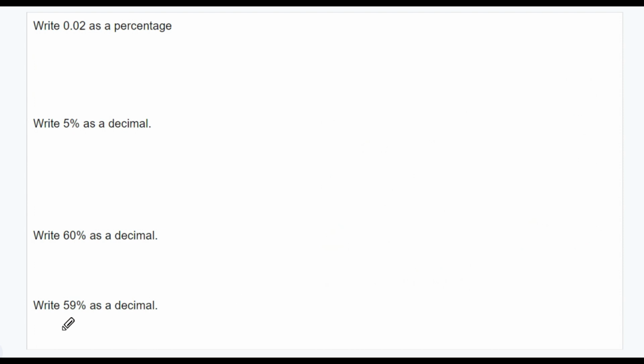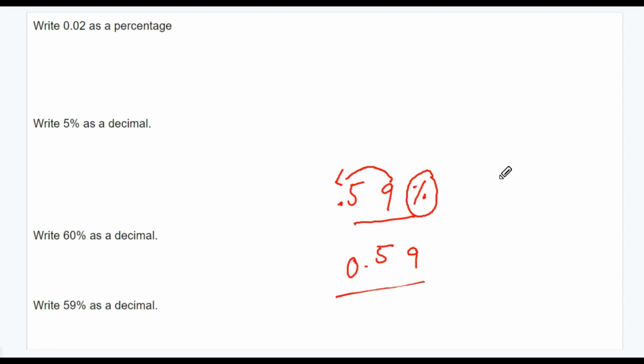Now look here, 59% as a decimal. How can we write it as a decimal? We again need to take back this percentage. You can do it yourself. Now I'm writing it directly. You need to divide it by 100, which means you go back 2 times. So here your decimal is going to stay. We can even write it directly like this if you have learned it.